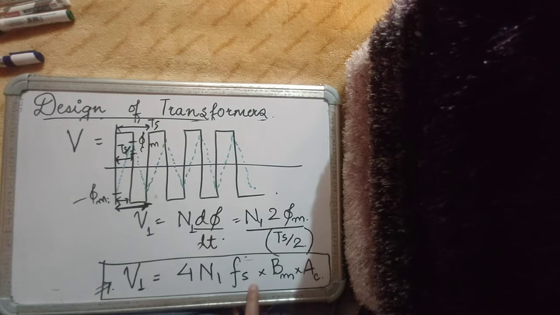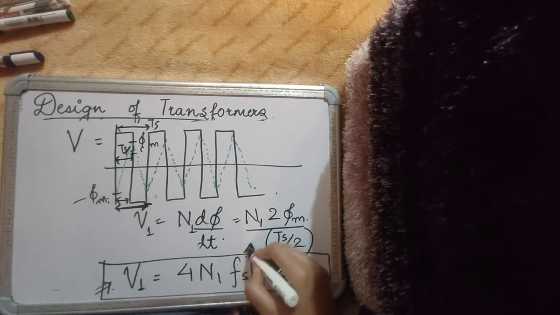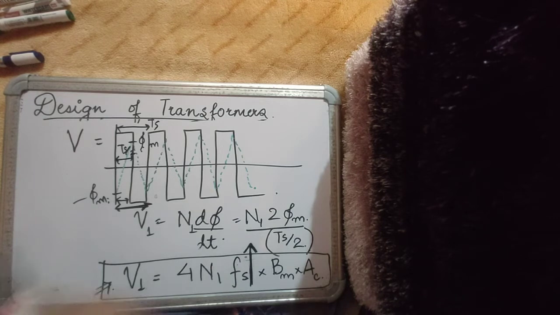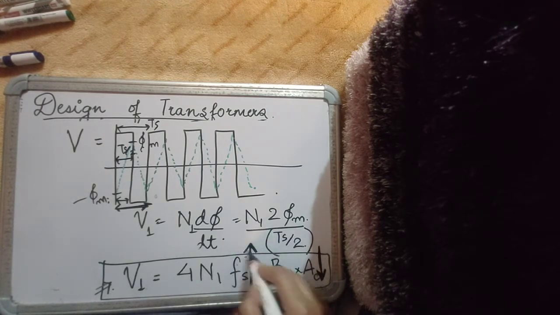This equation also tells you that for a given operating voltage and a given number of turns, if you are increasing the frequency of flux variation or frequency of applied voltage, then naturally smaller sized cores can do your job, right? So you can use a smaller size of core because you're increasing the frequency for the same Bm, for the same N1, for the same V1, of course, right?